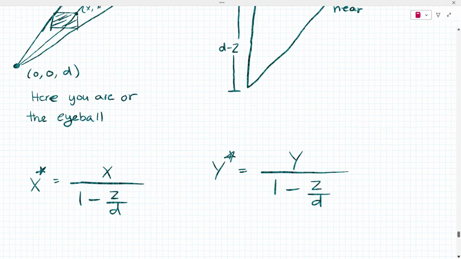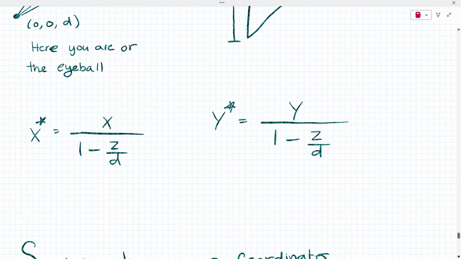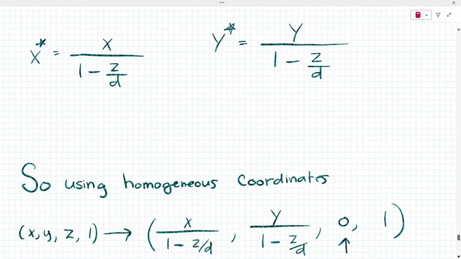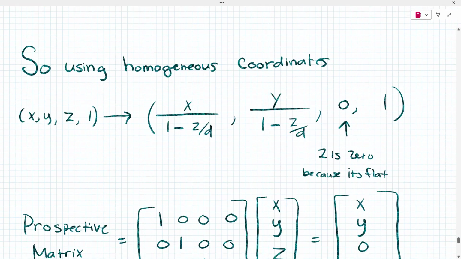So write this down in your notes. x star is x over 1 minus z over d, and y star is y over 1 minus z over d. So you're using homogeneous coordinates x, y, z, 1. x is x over 1 minus z over d. y is y over 1 minus z over d. z is 0 because it's flat, and this is your d, or this is 1, yeah.